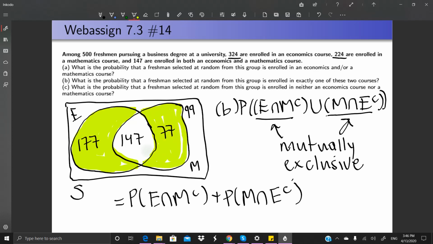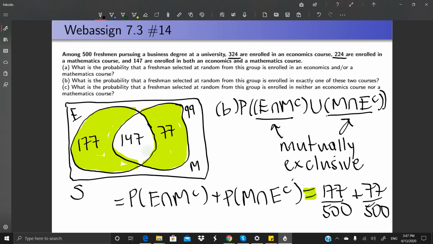So if you ask for a probability, all you have to do is add those two numbers and then divide by 500. So that's equal to 177 over 500 would be the probability of E intersect M complement, plus the probability of M intersect E complement would be 77 over 500.